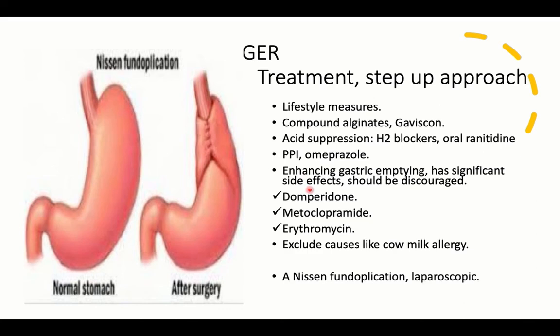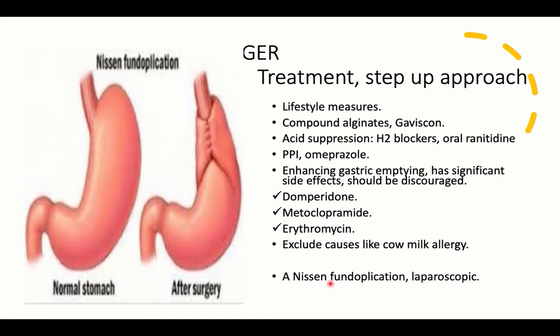The use of prokinetic medication is usually debatable. Some say it should be discouraged and has no benefit, and even has significant side effects, like domperidone and metoclopramide. Others say we can use safe prokinetic medications like erythromycin. In cases that are not responsive to the lifestyle measures and not responsive to the step-up approach using these medications, you should exclude conditions like cow milk allergy.